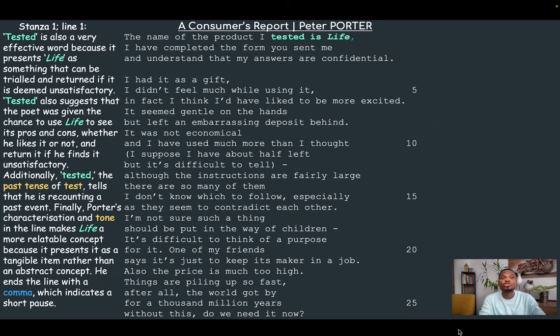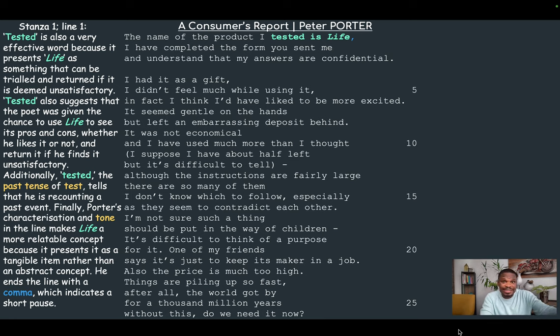Now, tested is also a very effective word because it presents life as something that can be trialed and returned if it is deemed unsatisfactory. So you can trial life, and then if you think that life is unsatisfactory, well, I'll ditch it. Tested also suggests that the poet was given a chance to use life to see its pros and cons, so advantages and disadvantages. If you're testing a car, for example, you're checking how the gear works, how the brake works, how the car feels. That's the idea presented by this word.